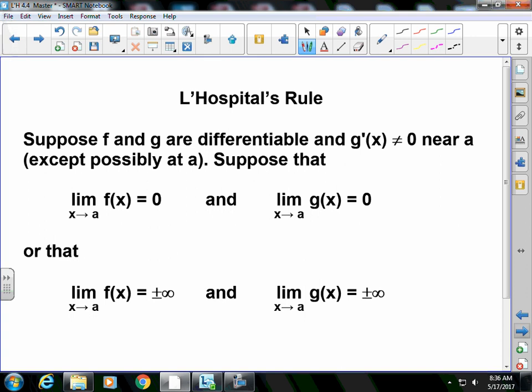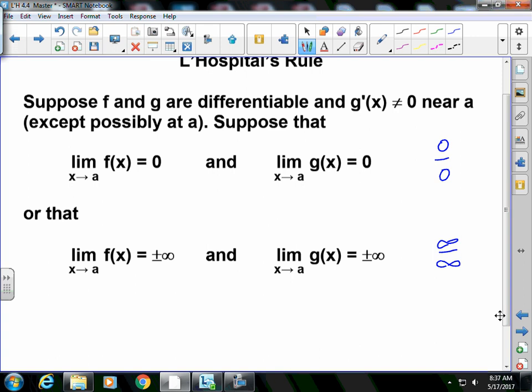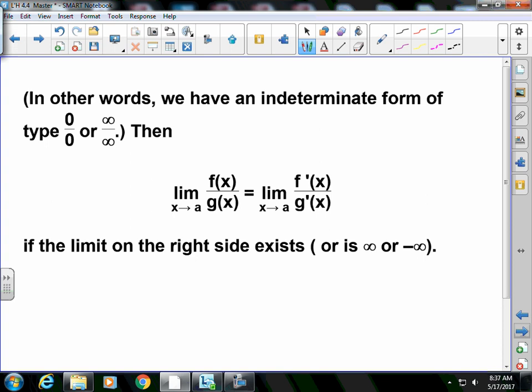It says suppose f and g are differentiable, and that the derivative g prime of x is not equal to 0 near a, except possibly at a itself. So it says suppose the limit as x approaches a of f of x equals 0, and the limit as x approaches a of g of x equals 0. Well, if I had a fraction, that would give me a 0 over 0. Or it says, what happens if the limit of f of x is positive or negative infinity, and the limit of g of x is positive infinity? Again, I'd end up with infinity over infinity. And that was an indeterminate form that we didn't know how to deal with before. We would factor or do what we could. And again, it says, in other words, we have an indeterminate form of that sort.